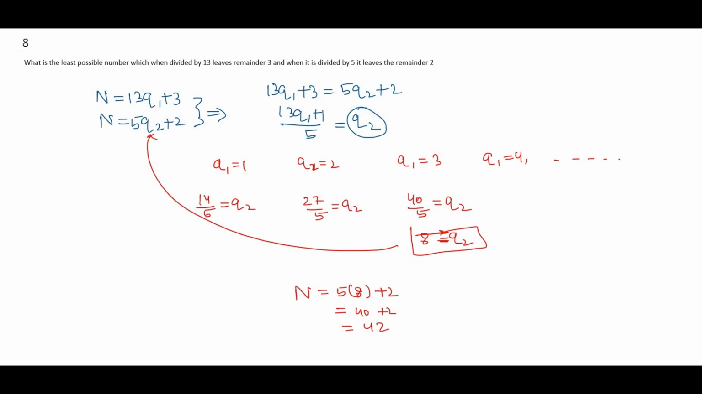So this is the answer, and we can also have the next numbers in the sequence, which will be a multiple of the LCM of 13 and 5 plus 42. Although we need to answer this only, this is our answer for the question.